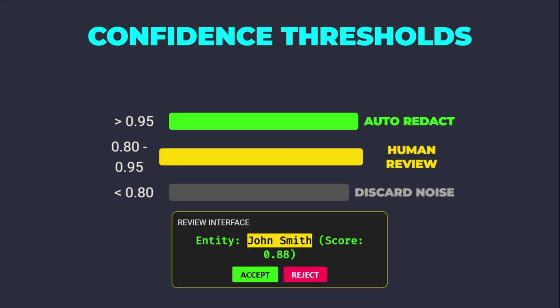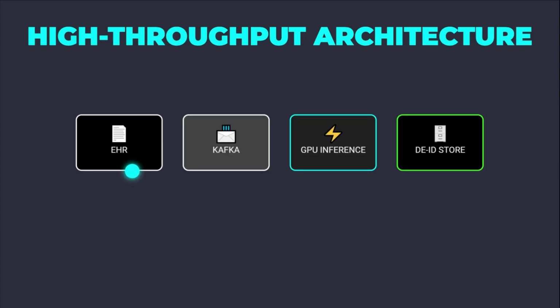The human review interface must display the original text, the identified span, the entity type, and the confidence score, allowing reviewers to quickly accept, reject, or modify the redaction boundary. This hybrid approach balances automation efficiency with regulatory compliance. The redaction service must operate as a high-throughput, low-latency microservice, especially when processing real-time clinical documentation. Avoid synchronous processing where possible.